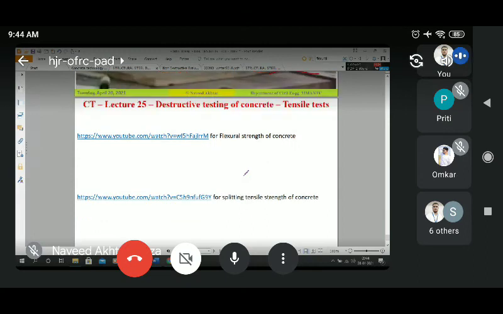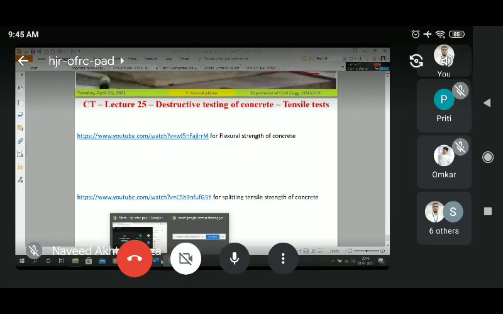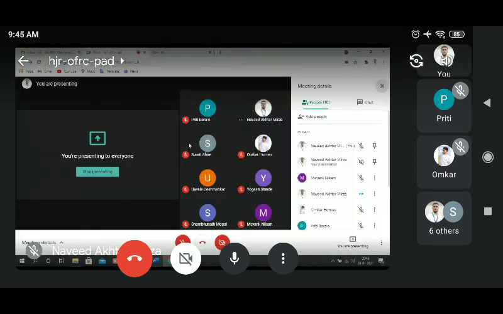Now we can see small videos of how the splitting tensile strength test or the flexural strength test is performed. You can watch, and then we will proceed further. We will stop for today's lecture. I will run the video. Please wait.